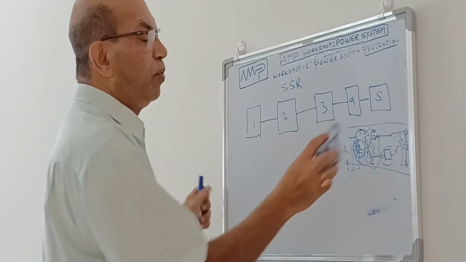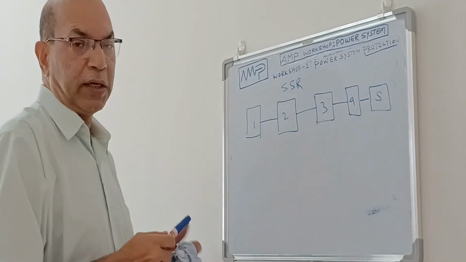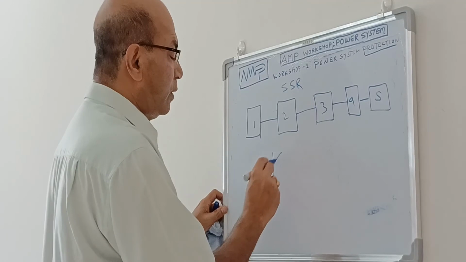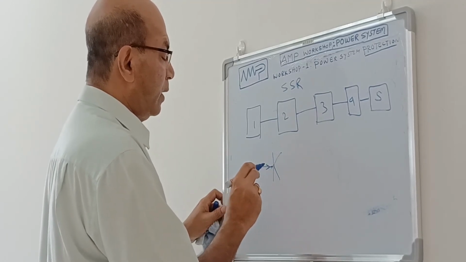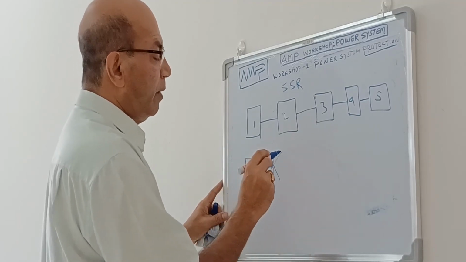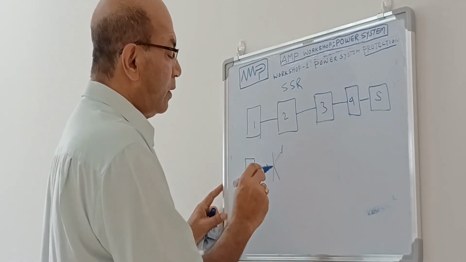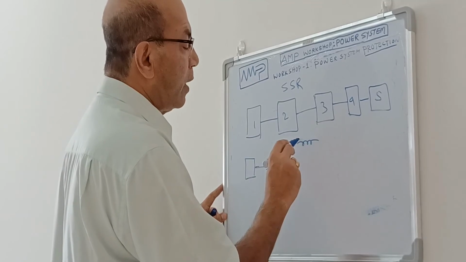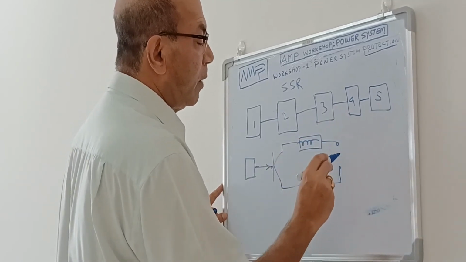Now fourth is the output circuit. What I said is that for DC we use a transistor, FET or MOSFET. Suppose this is a transistor, and the gate signal or base signal is coming from the triggering circuit. When the trigger comes, it immediately conducts, and there is a load connected over here. So this load is getting power supply. This is a DC supply.